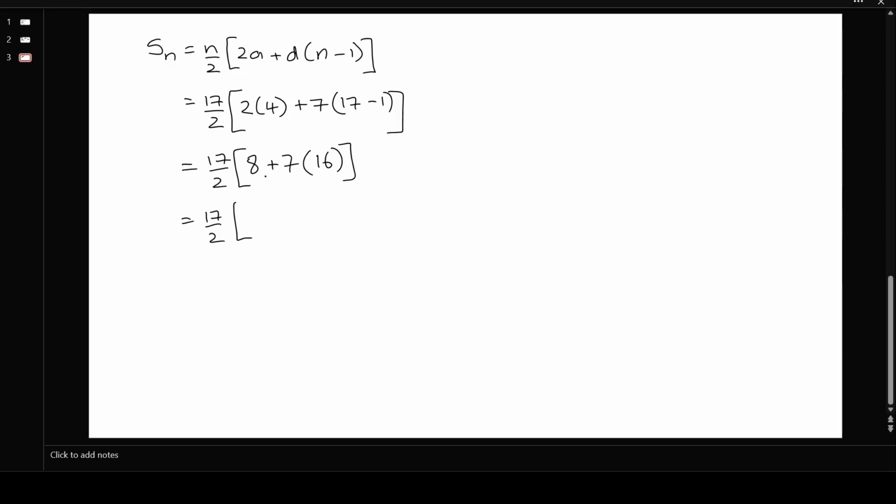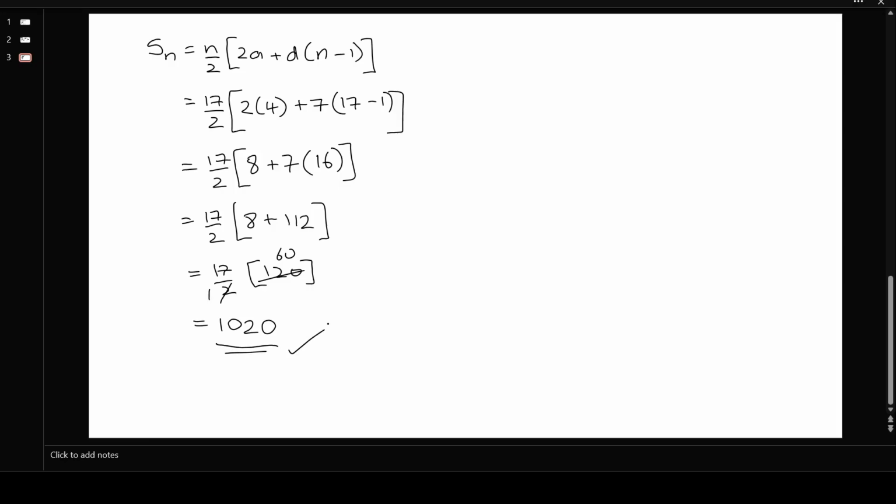Okay, a lot of people make the mistake of adding 8 and 7 first. No, that's not correct, because we'd be doing that addition before doing the multiplication of the 7 times 16. And 7 times 16 is 112. And 8 plus 112 is 120. And 120 divides by 2 to give 60. And 60 times 17 is 1020. 1020. And that is our answer.